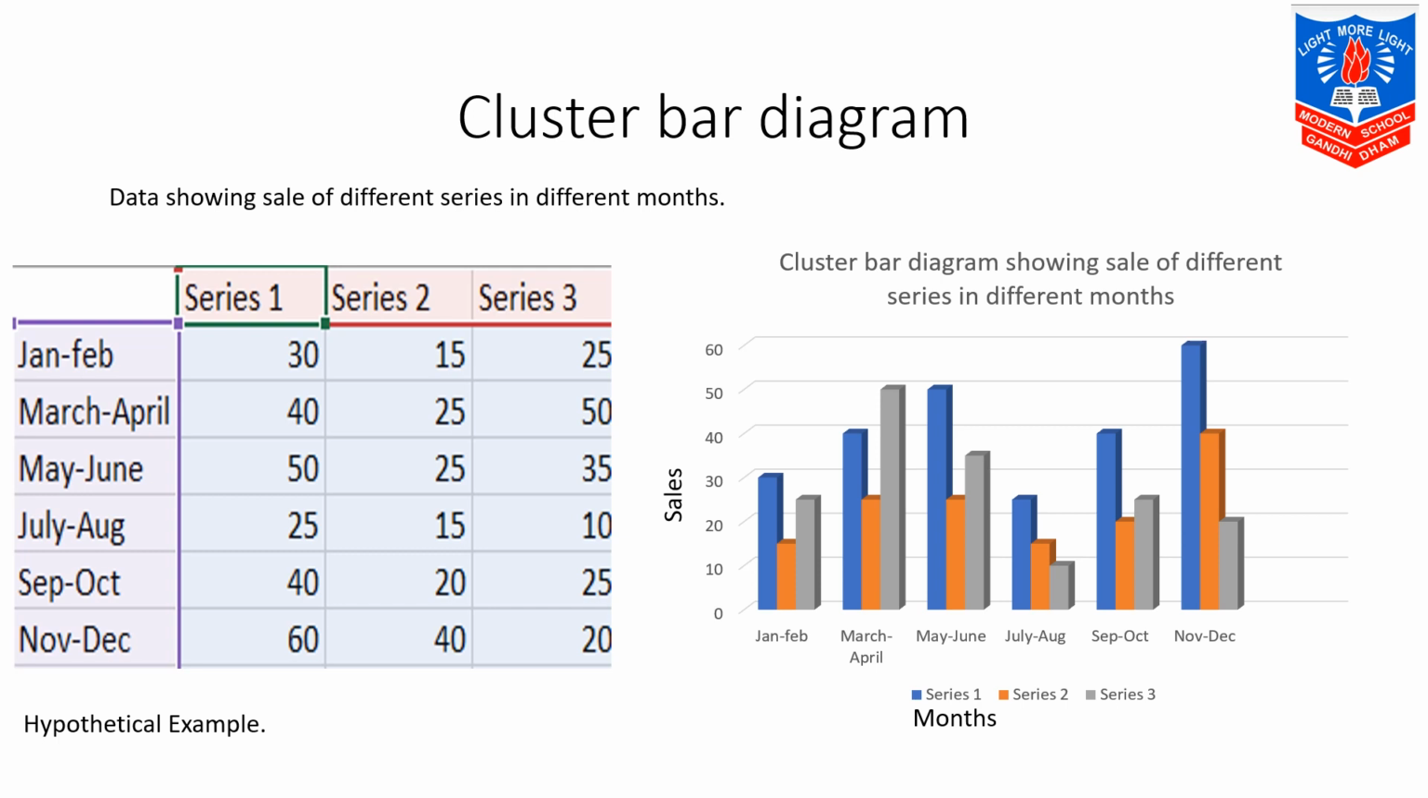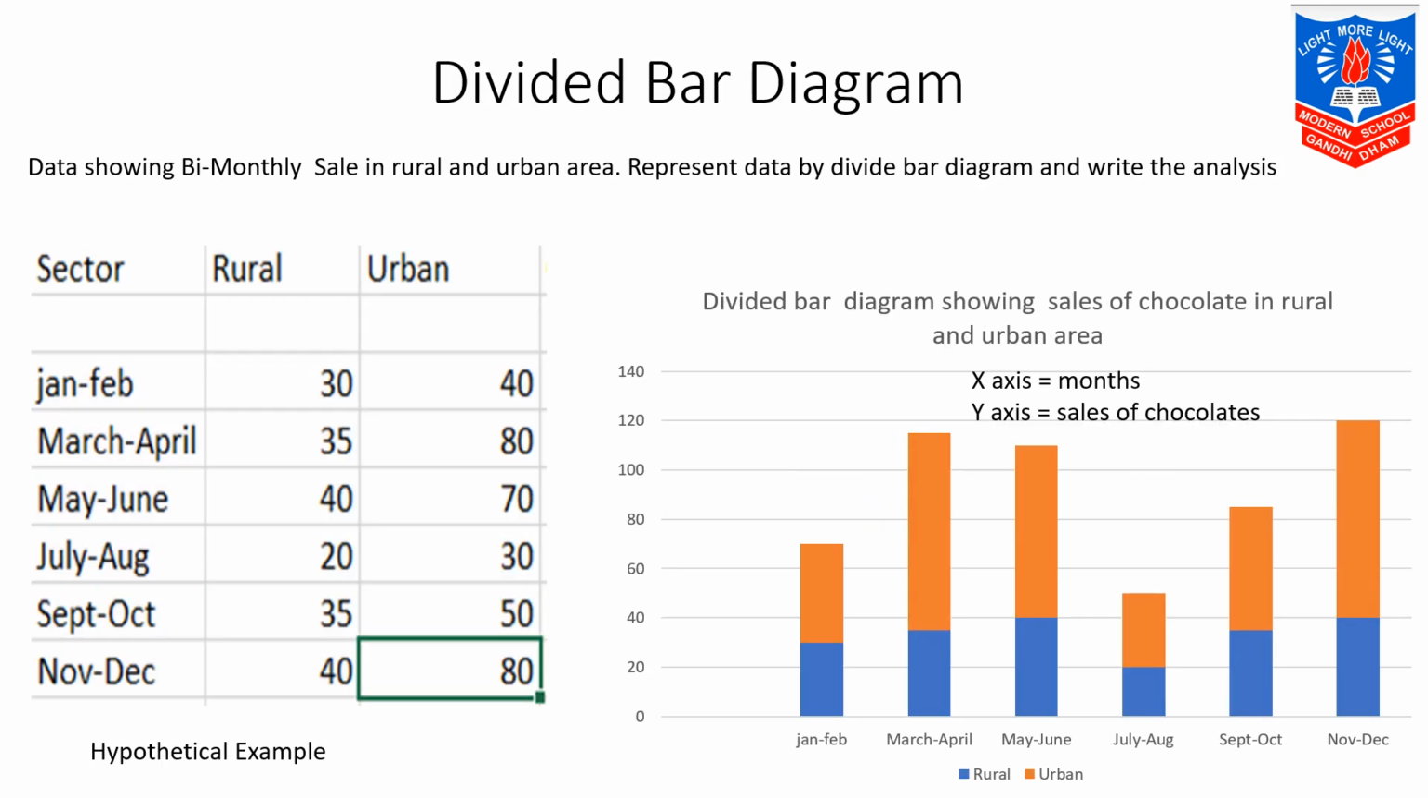Next is the divided bar diagram. Divided bar diagram is new for you. Again, if you see, it is very simple and easy to make. Over here, we have the number of chocolates that are sold in urban and rural areas in different months. If you see the sector, there are two sectors, rural and urban.